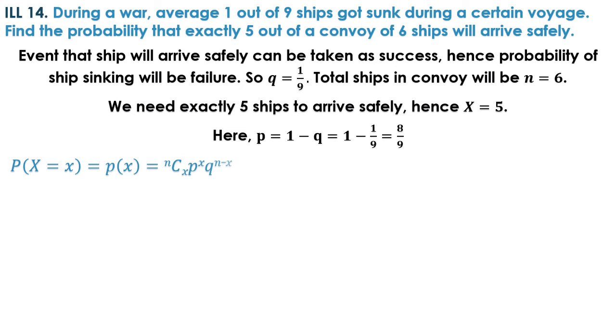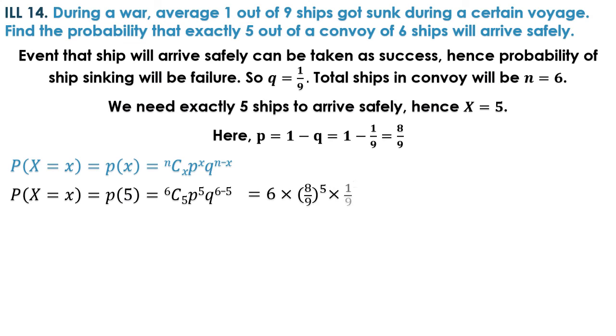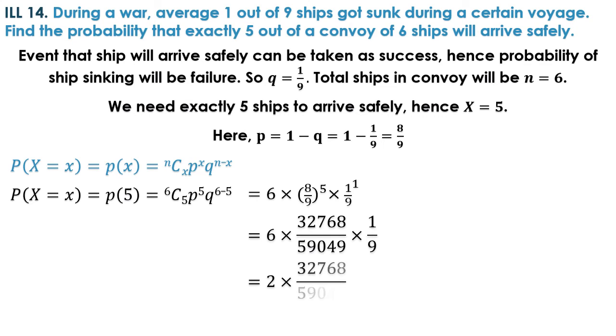Let's put these values into our equation here. So we need to calculate P5, that is 6C5 P raised to 5 Q raised to 6 minus 5. Now 6C5 is 6 and P raised to 5 is of course 8 upon 9 raised to 5, because that's the probability of success, and Q is 1 upon 9 raised to 1. So 6 into 8 raised to 5 upon 9 raised to 5, that is 32768 upon 59049 into 1 upon 9. Now just simplify these values.